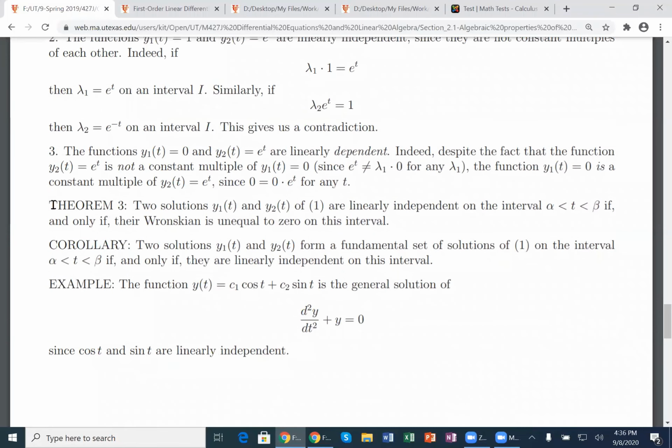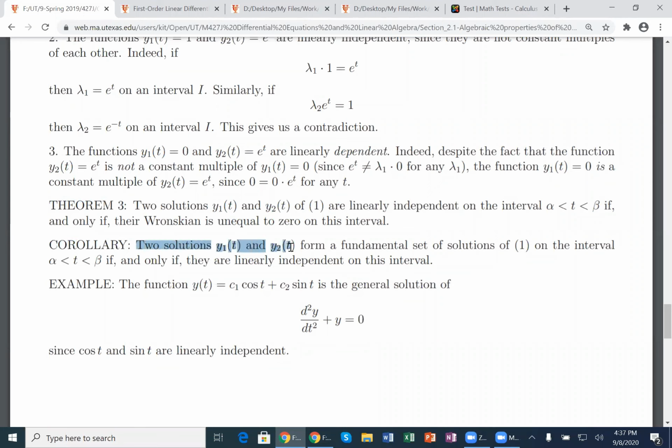Please take a look at theorem 3. Theorem 3 says that two solutions, y1 and y2, of our differential equation are linearly independent if and only if their Wronskian is unequal to 0. Now, if we combine theorem 3 and theorem 2, we get the following corollary.